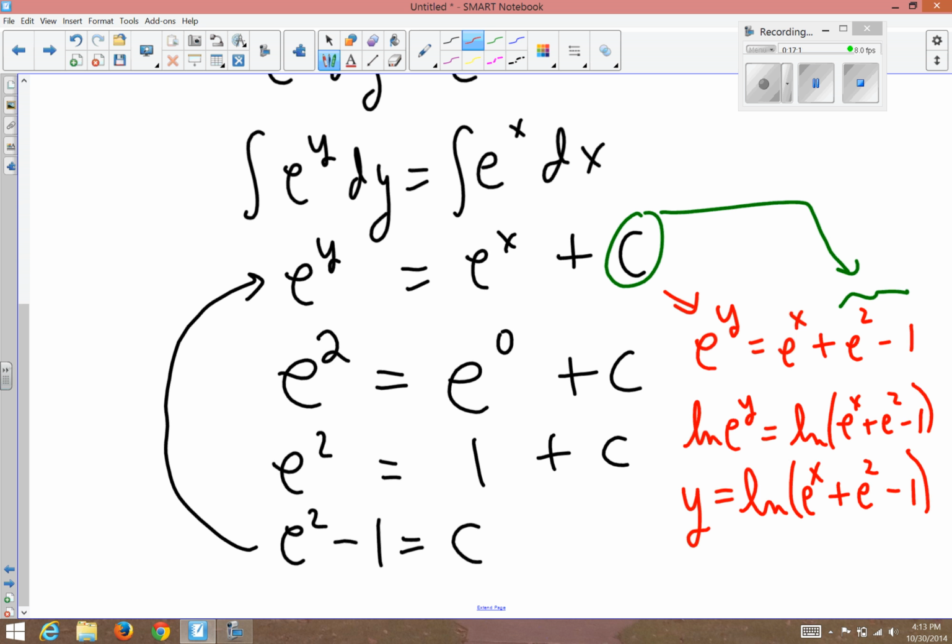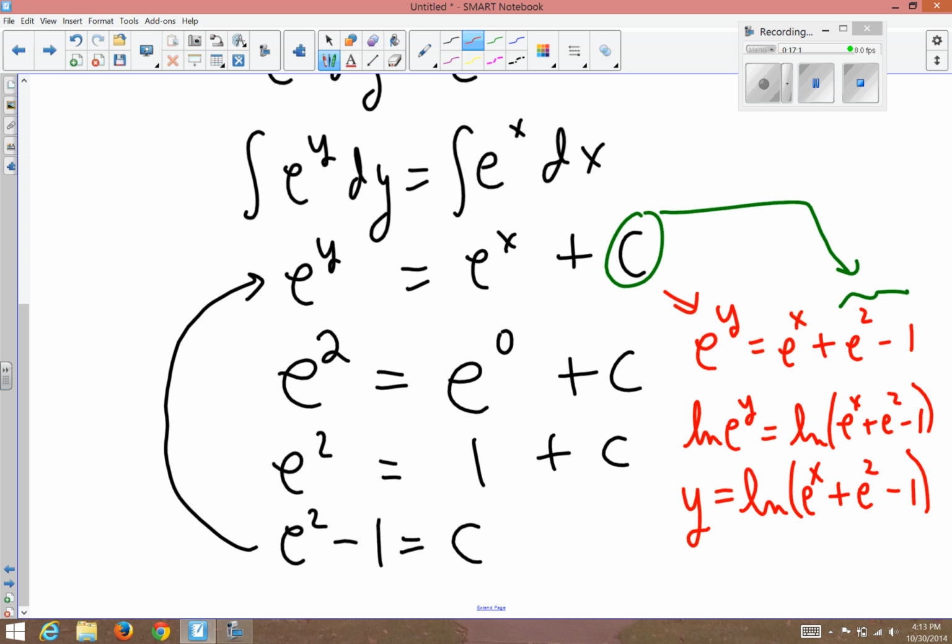You know what the natural log of e is? I think we're done. Y all by itself equals a function of x. Y equals the natural log of e to the x plus e squared minus 1. We'll talk about the domain in class.